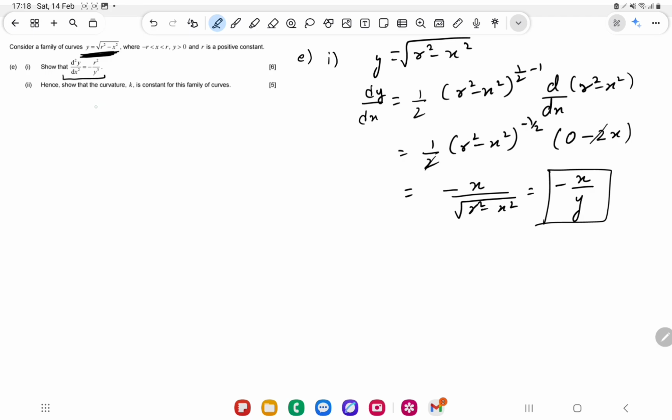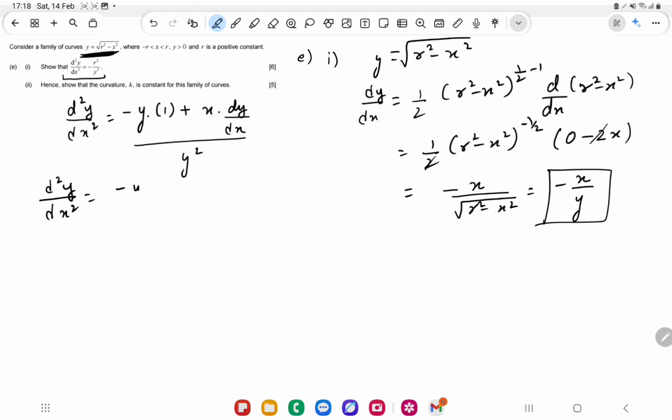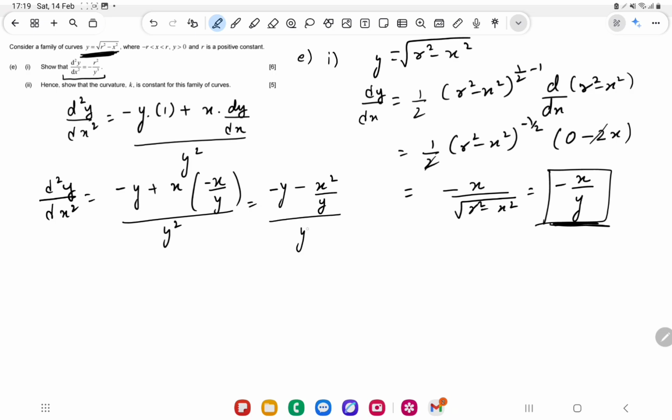Now I have to find the double derivative. So I will again differentiate dy by dx. I can apply the quotient rule. So I can say y as it is, x derivative is 1, plus x, derivative of y will be dy by dx, whole divided by y square. I have applied the quotient rule over here. So I can write it as minus y plus x, my dy by dx value is minus x upon y, which I just got here, whole divided by y square. On further simplifying this, I will get minus y minus x square by y upon y square.